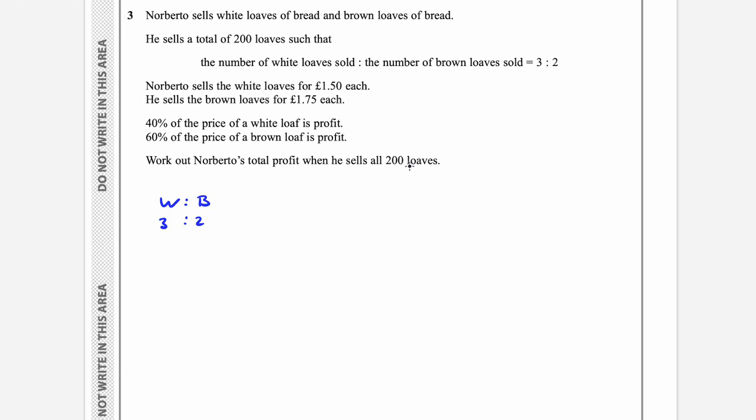Okay, so for 200, guys, firstly, let's figure out how many white, how many brown. So 3 to 2, I'm going to do 3 plus 2 is 5. We'll do 200 divided by 5, which is 40. So we're going to split it up into 5 parts. And then we do 40 times 3 is 120, and 40 times 2 is 80. So it's 120 white and 80 brown that he sells.